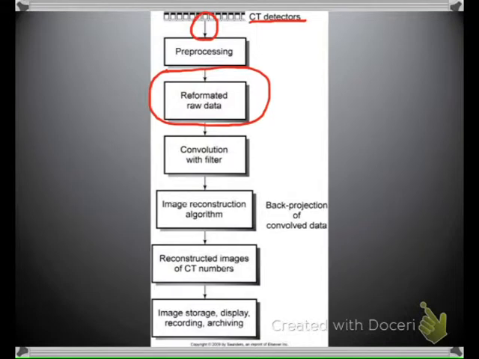It's in this raw data that we apply things like filters and algorithms, which help to enhance our images and allow us to have something that is both diagnostic and excellent in quality. And then we have our reconstructed images. From these reconstructed images, we can choose to store them, display them, record them onto alternative media, or archive them for future reference.